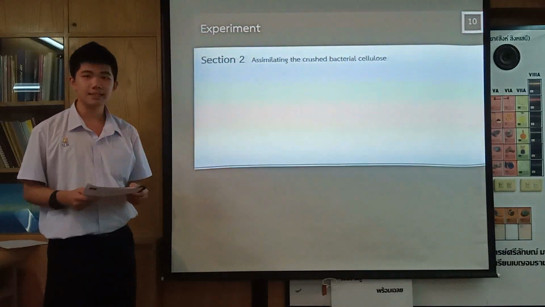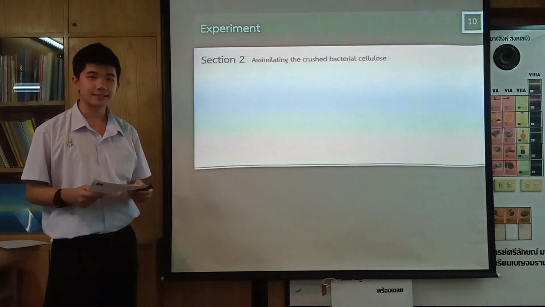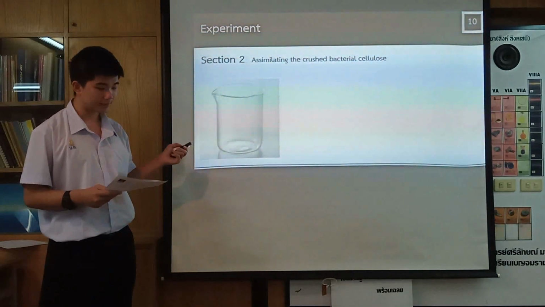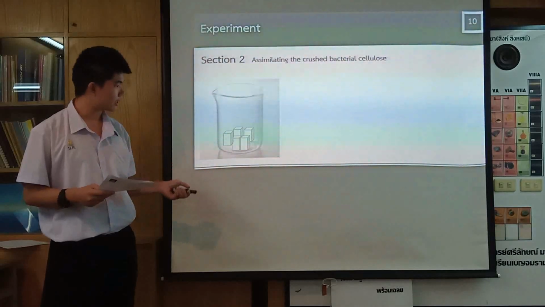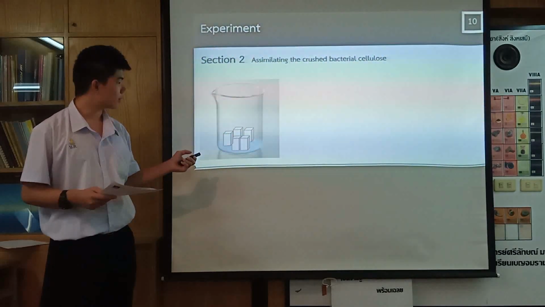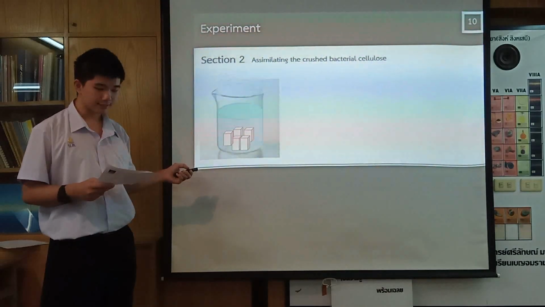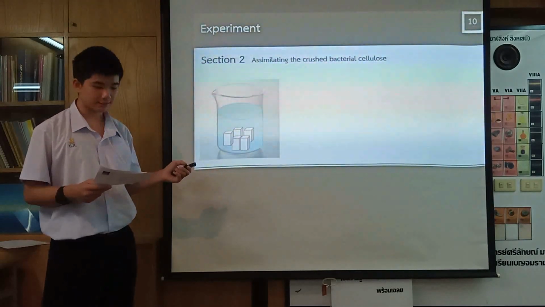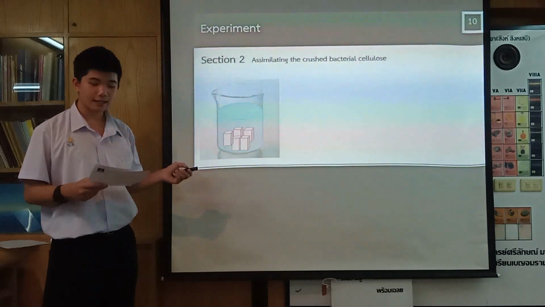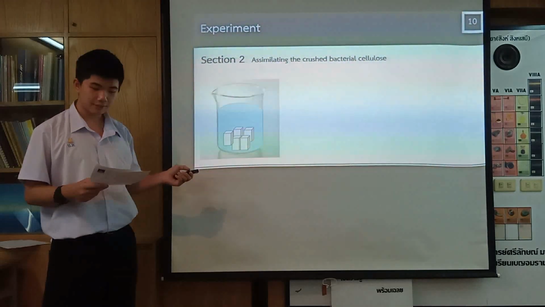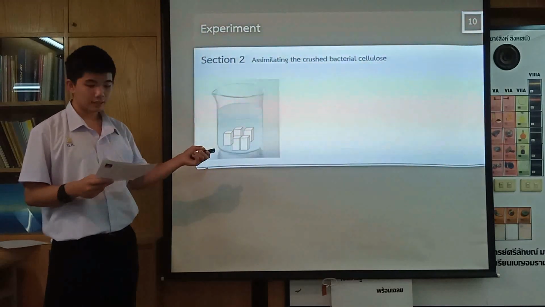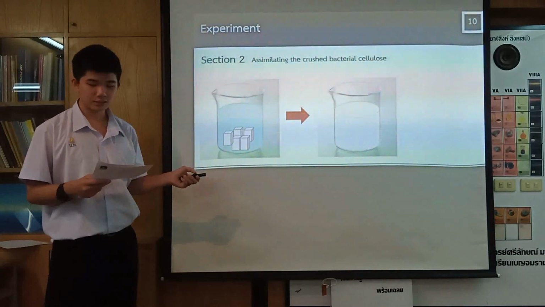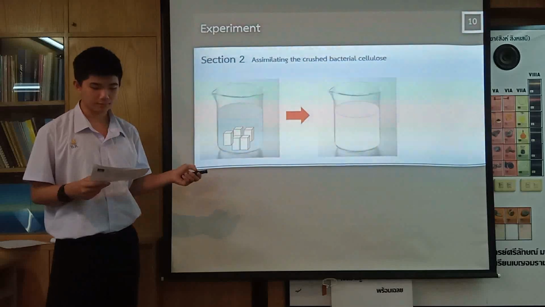Next, assimilating the crushed bacterial cellulose. First, we put the bacterial cellulose into a beaker, then fill it with water. Next, spin the bacterial cellulose until it spreads over the solution. So the solution becomes opaque.